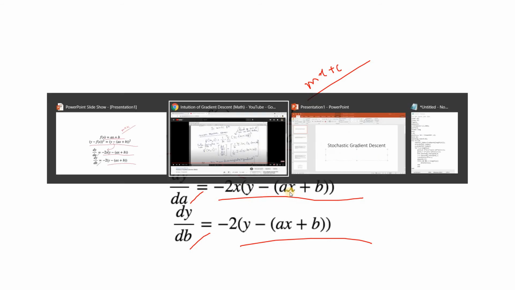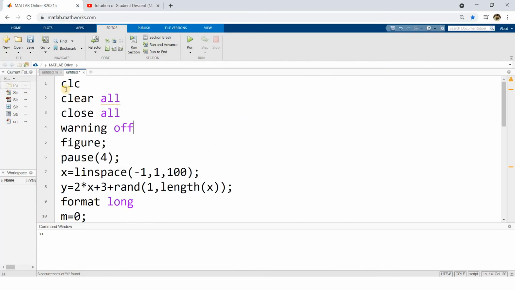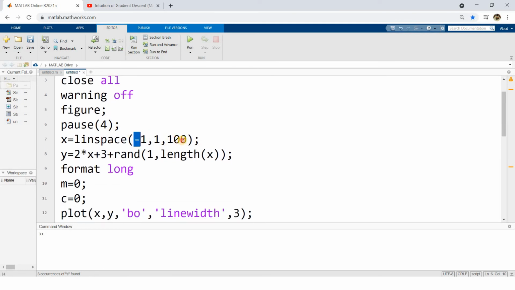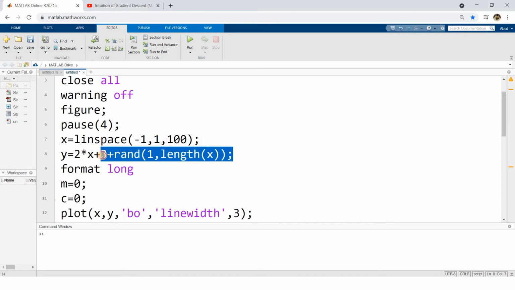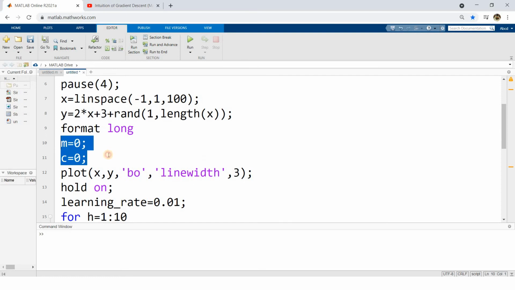Okay, so let me show you the code now. So here is the code. CLC, clear all, close all, warning off, as we generally write. Then I am taking x data ranging from -1 to 1 with 100 equally spaced data points, and then the expression of y, which is y equal to 2x plus 3, where slope is 2 and intercept is 3. I am adding some random noise with uniform distribution. And then the initial slope and intercept we assume to be 0.